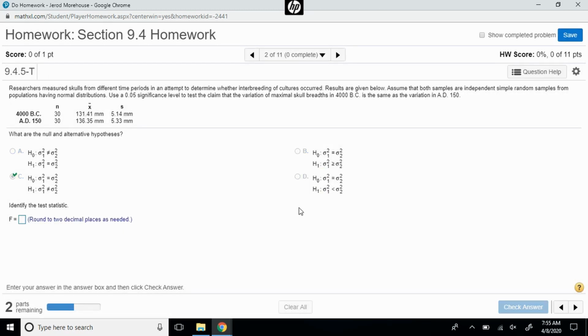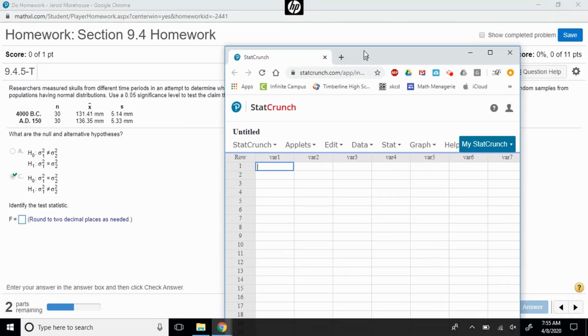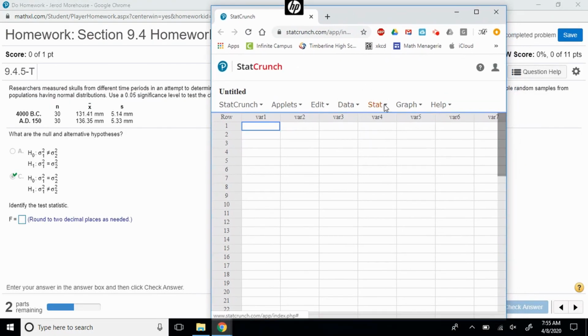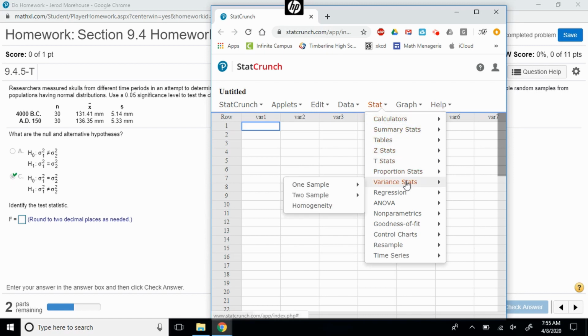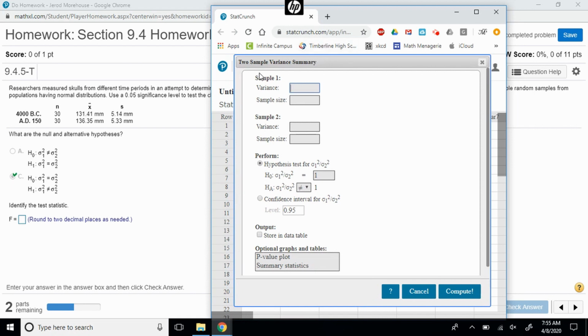Okay. Now it asks for the F-test statistic. So we're going to go over here to StatCrunch. Let's shrink this down a little bit so we can still see the problem. We're going to go Stat, and we'll go down to Variances, and now we have 2 sample, and we have with summary. We don't have the data, we have the summary. Pull that up, and it gives me this table. Notice that it doesn't ask for standard deviation. The problem gave us sample standard deviations, but StatCrunch is asking us for sample variance.